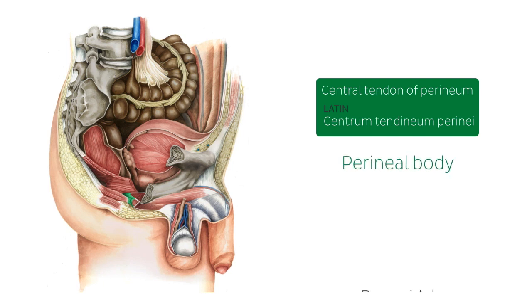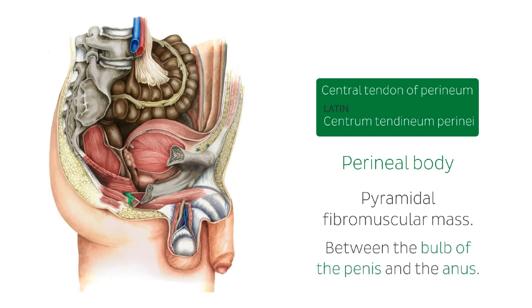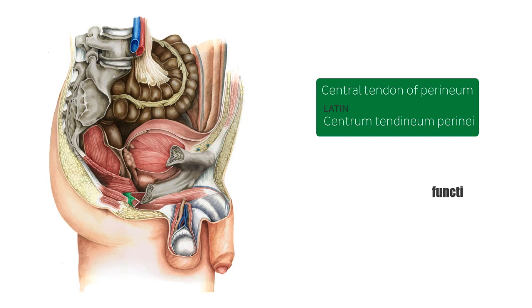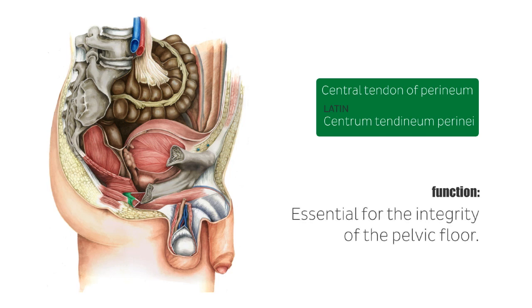body. And this is a pyramidal fibromuscular mass in the middle line of the perineum. And in males, it is found both between the bulb of the penis and the anus, as you can clearly see here on this image. There is a function or role associated to the central tendon of the perineum. The perineal body is essential for the integrity of the pelvic floor.